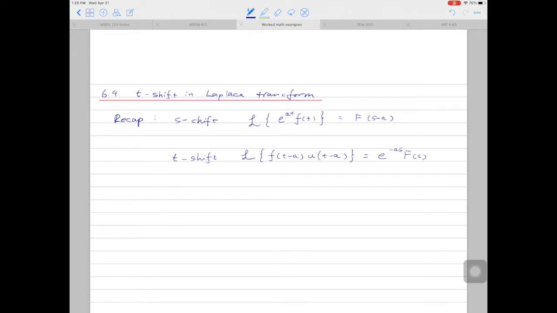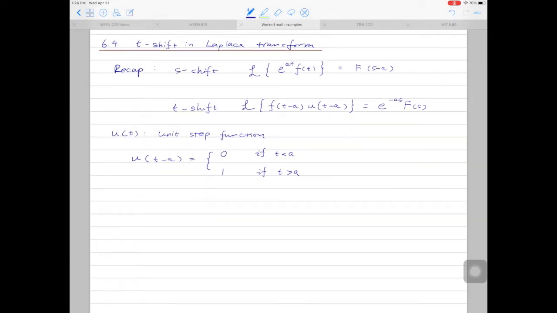u(t) is a special function called the unit step function. If we write down u(t minus a), it can be expressed as the function equals 0 if t is less than a, and the function is equal to 1 if t is greater than a. We can also draw how this unit step function looks like. Notice the transition happens at t equals a. Some additional information about the unit step function: if we perform Laplace transform on u(t minus a), we'll have e to the power of minus as over s.